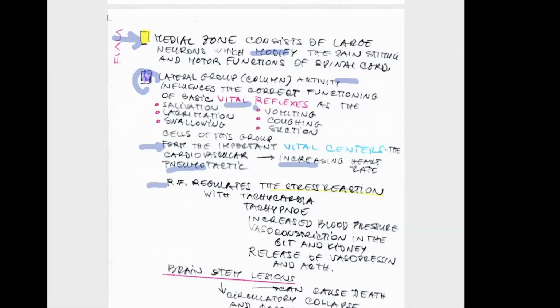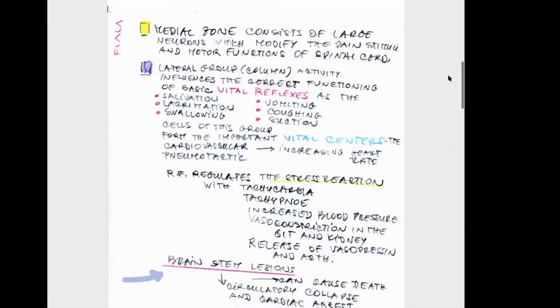Reticular formation regulates also the stress reaction. In stress, it increases the heartbeat, tachycardia, or the same with the respiration, tachypnoea. Then it increases blood pressure, and also causes constriction of the vessels which supply the gastrointestinal system or urogenital system, which are not so important in that high stress situation. And it releases also, as written here, the vasopressin and the adrenocorticotropic hormones. Last information, because the reticular formation lies in the brainstem, lesions can cause death.